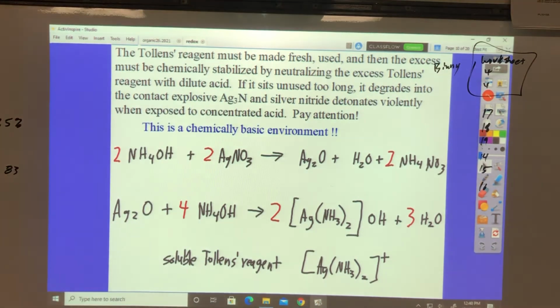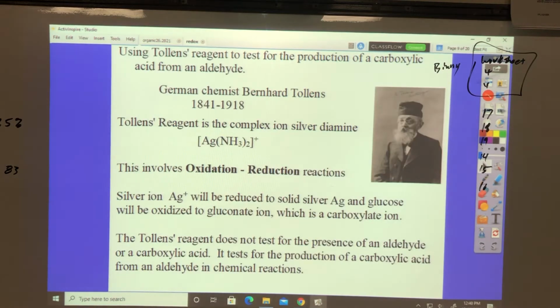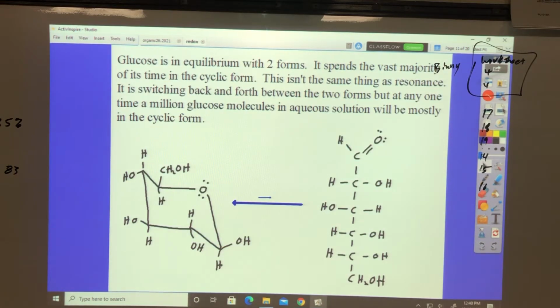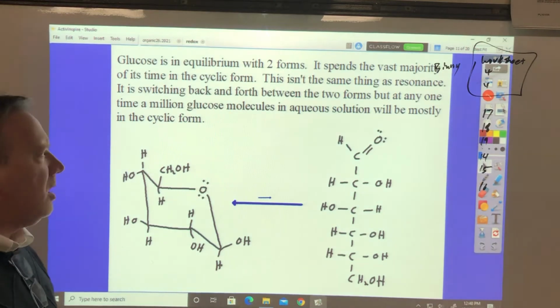the silveramide, or diamine silver ion. That's the Tollens reagent. Okay. Now let's talk about glucose a little bit, which is going to get oxidized.